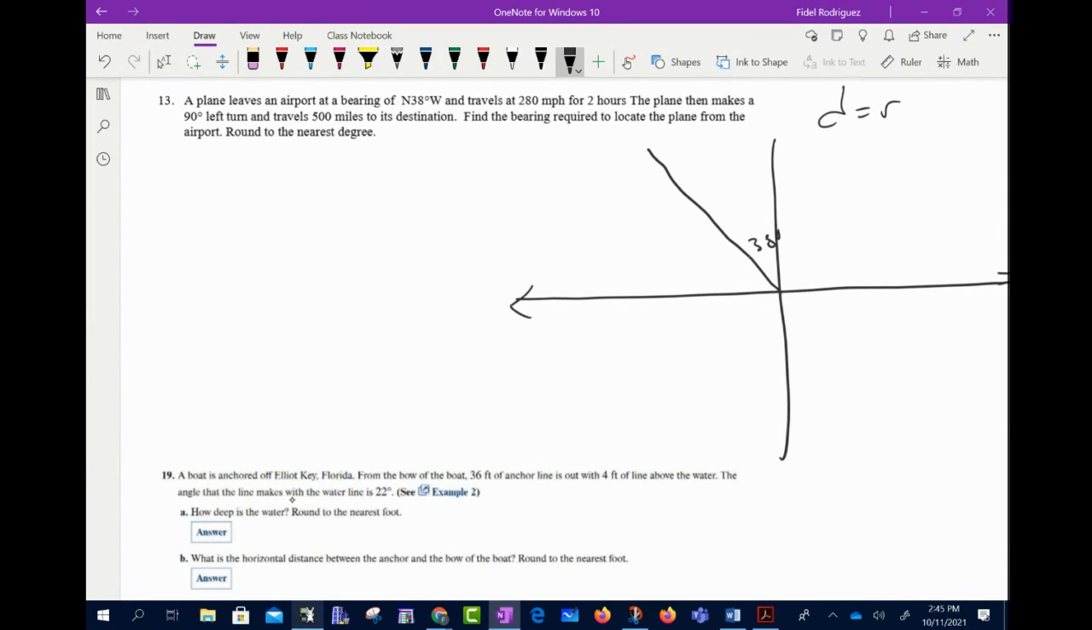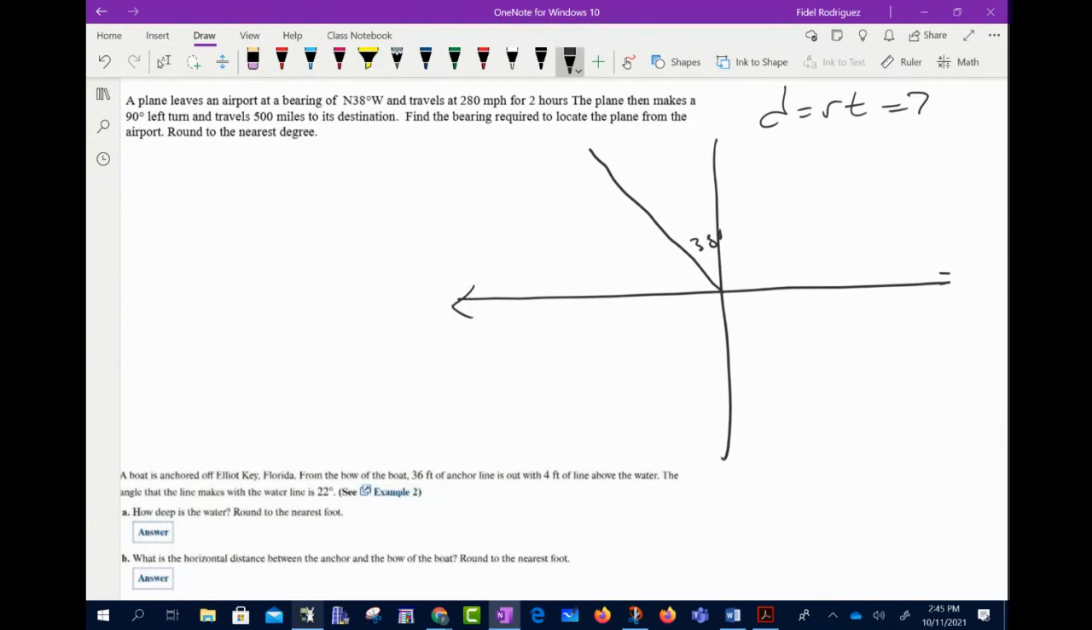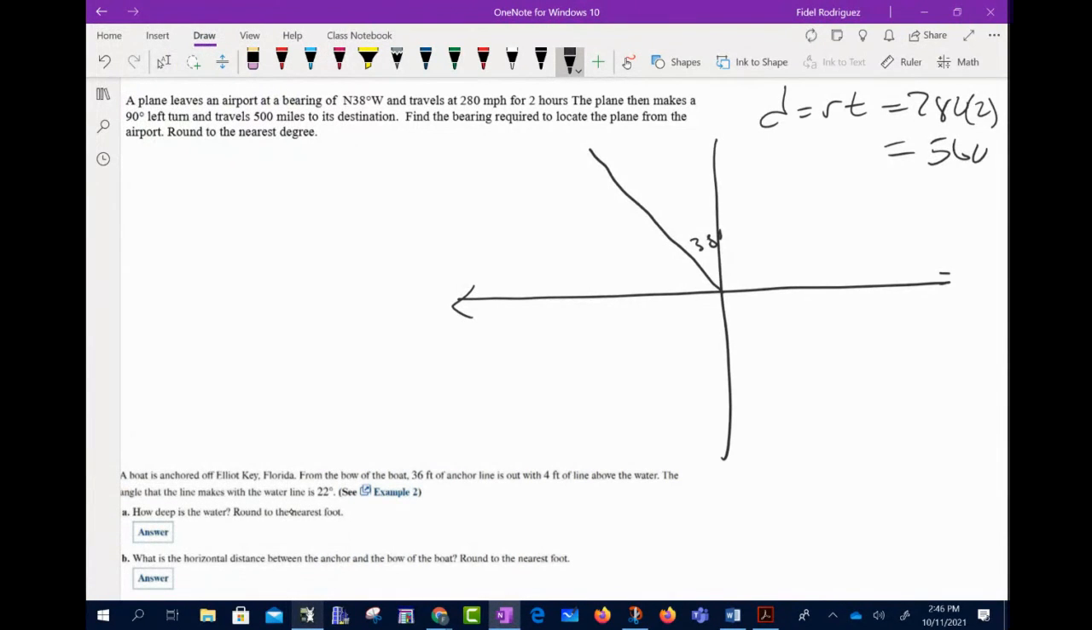So remember what we said, distance equals rate times time. So how fast are we going? 280. For how many hours? 2 hours. So 280 times 2? 560, right? Good. Thank you, John. 560. So we know that this distance right here is 560. Then the plane makes a 90-degree left turn. So look what happens. The plane does this, 90 degrees. And it travels how many miles? 500. So we already know that this distance, y'all, is 500.